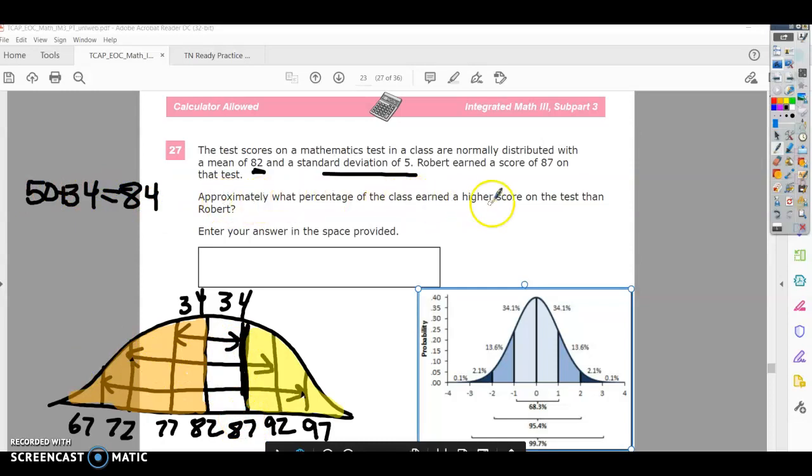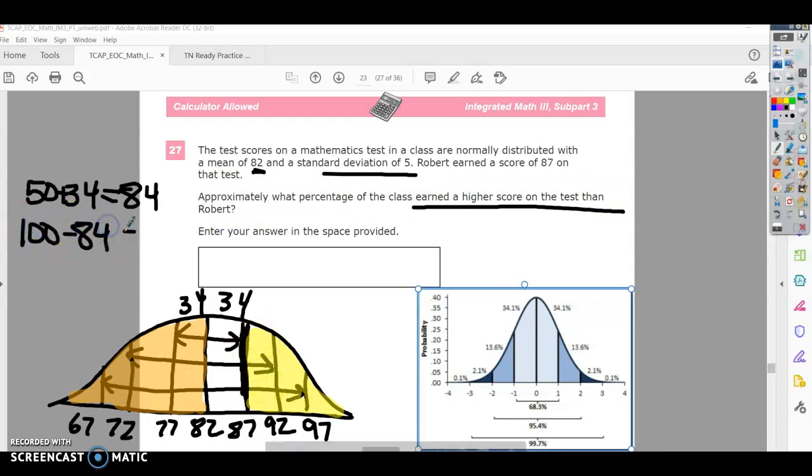It says what percent of the class earned a higher score. So we want to know this side. So it's going to be 100% minus the 84, and that's going to be 16% of the class. So 16% of the class scored higher than Robert on this math test.